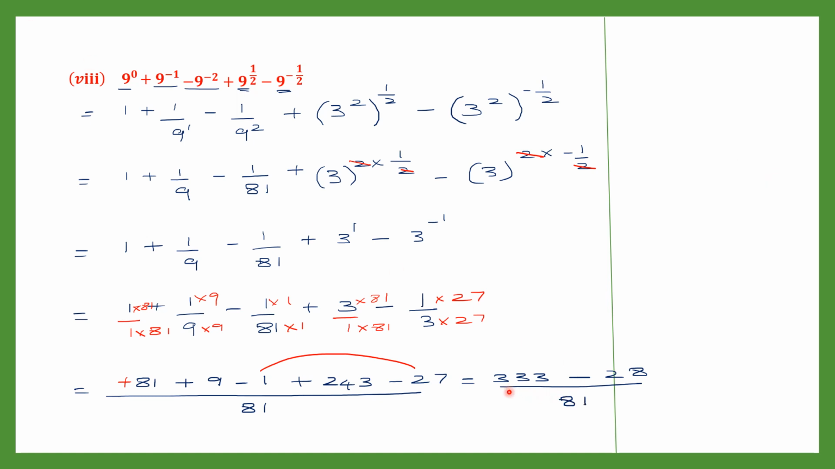Now when you subtract 333 minus 28, we get 305 by 81. Now we have to convert it to a mixed number. That will be 3 and 62 by 81. So this will be your final answer.